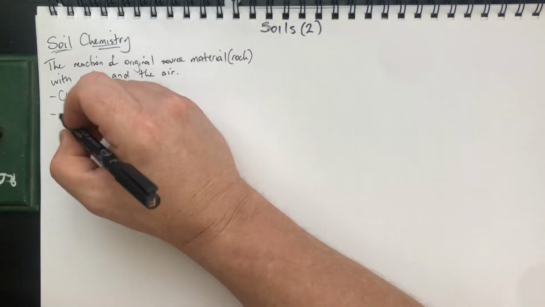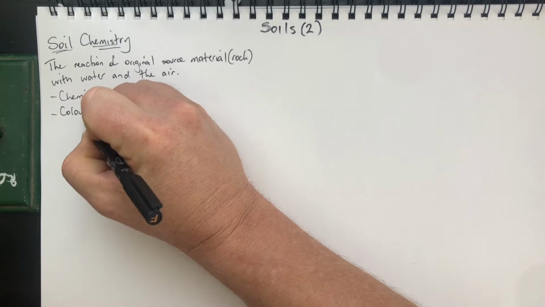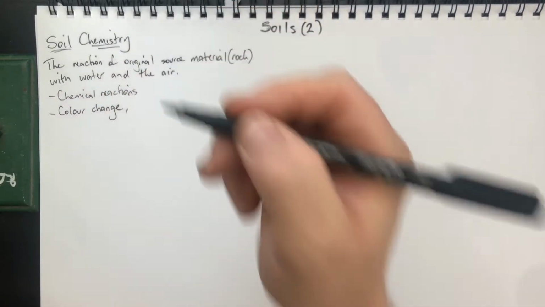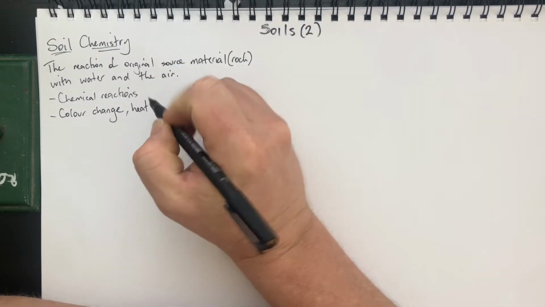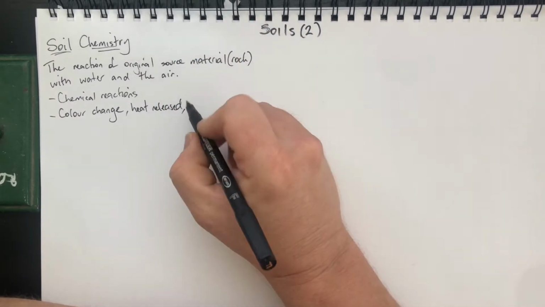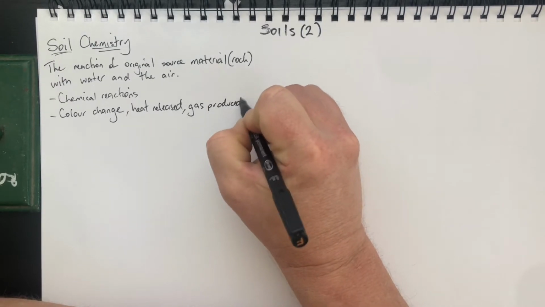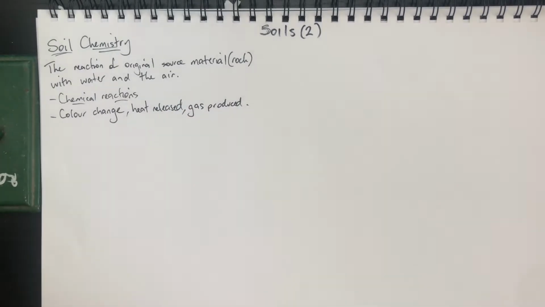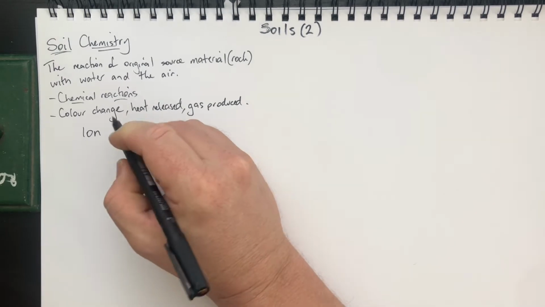Sometimes with chemical reactions, well, we think about what happens. Sometimes you have a color change. Sometimes you might have heat given off. Sometimes you might have a gas produced, and many other types of results of chemical reactions. So the first one I'm going to look at today is ion exchange.